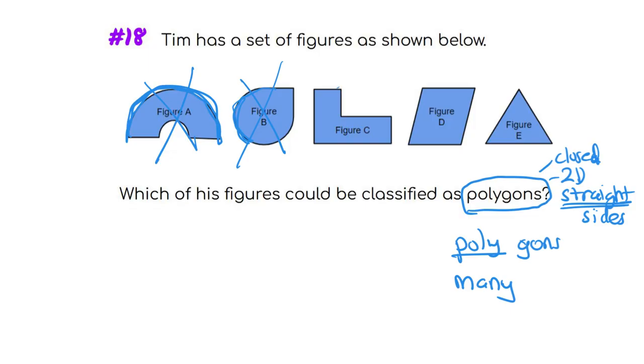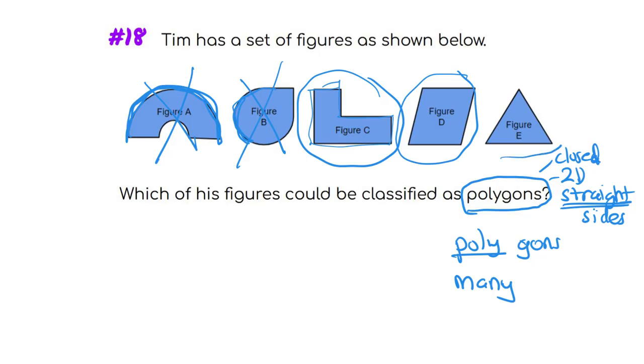C, all those sides are nice and straight. It is closed, and it's two-dimensional, and so C would be a polygon. D has straight sides, is closed, and two-dimensional. D would be a polygon. And E, we've got straight sides, closed, and 2D. And so the correct answer is figures C, D, and E.